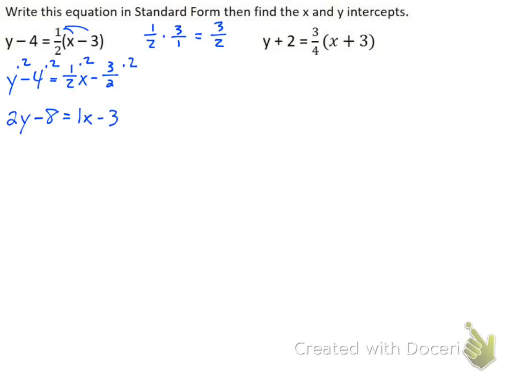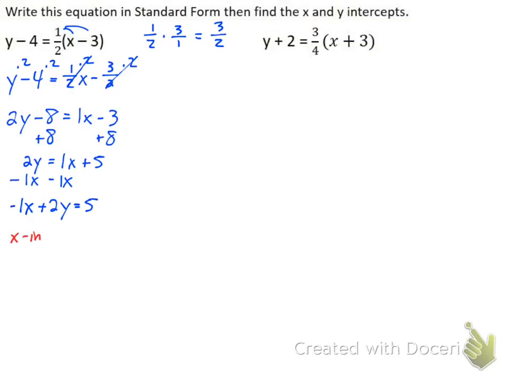Again, the way I got it on the right-hand side, since I'm multiplying both those terms by 2, the 2 on the top and the 2 on the bottom cancel out, and I'm just left with the number that's on the top. So here I'm going to add the 8 over to the other side. I get 2y is equal to 1x plus 5, and then subtract the 1x over to the other side. Again, negative 1x, positive 2y, positive 5. So I'm going to go negative 1x plus 2y is equal to 5. From there, I can find my x and y intercepts.